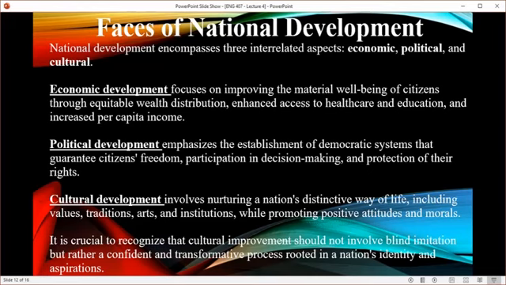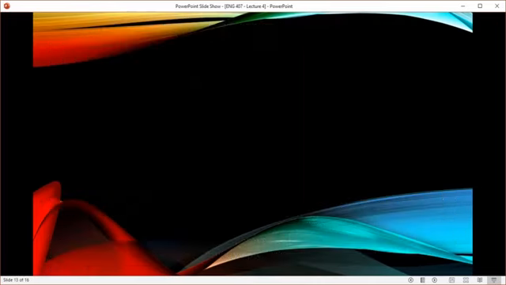So it is crucial to recognize that cultural improvement does not mean that one will begin to imitate other people or cultures of other people outside one's country. But it has to do with one having confidence in the identity and aspirations that are peculiar to one's country. So we have looked at those spaces through which national development can be measured, and they include economic, political, and cultural parameters.